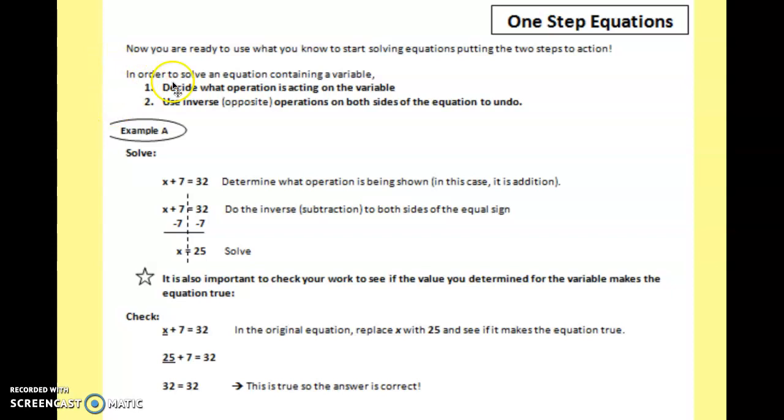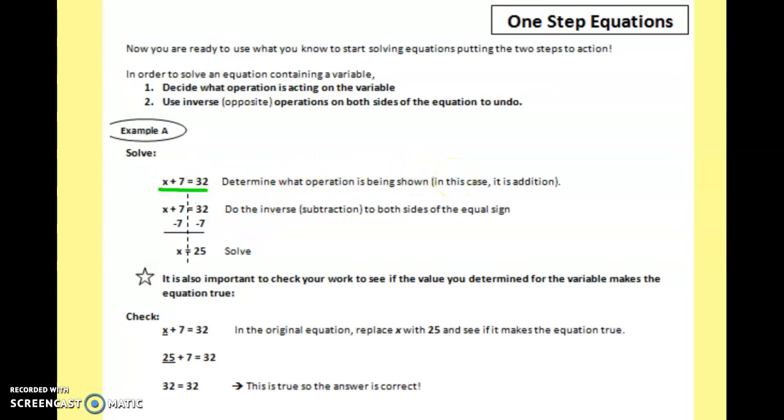So to do that, we first decide what operation is acting on the variable. We practiced that yesterday. And then we're going to use those inverse, opposite operations on both sides of your equation to undo it, and again, get that variable by itself. So if we take a look at this first example, again, the first step is to determine what operation is being shown.